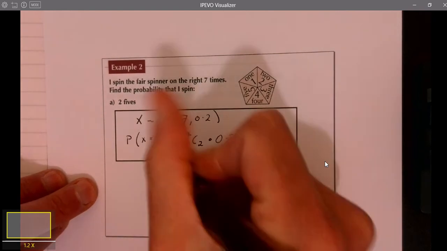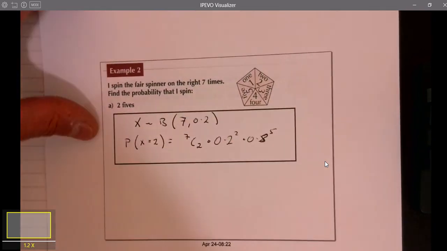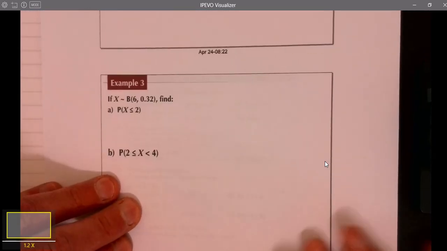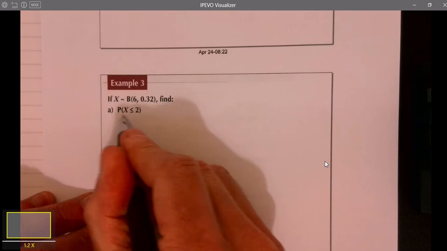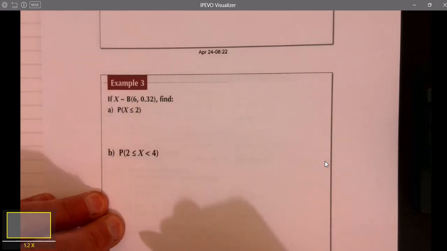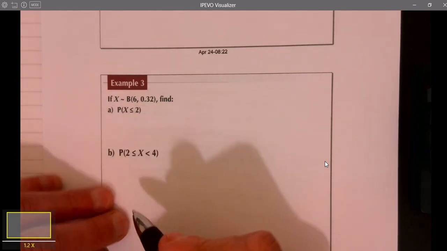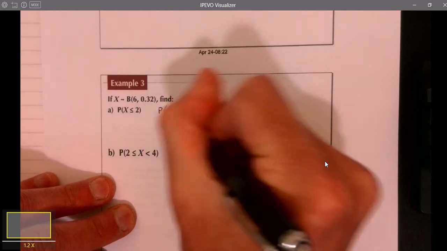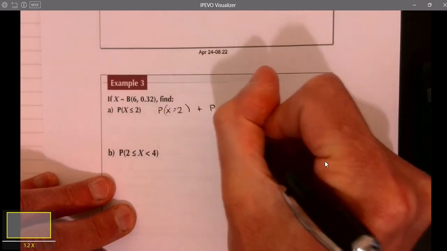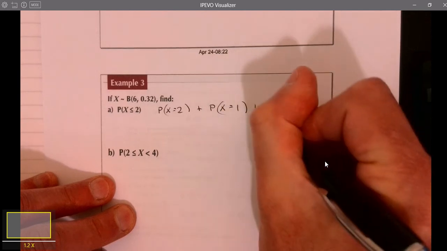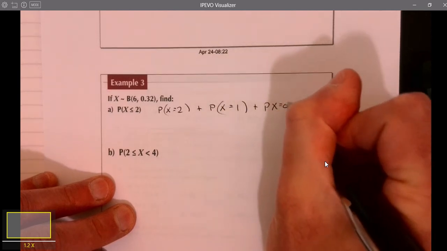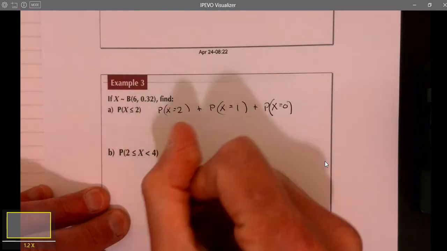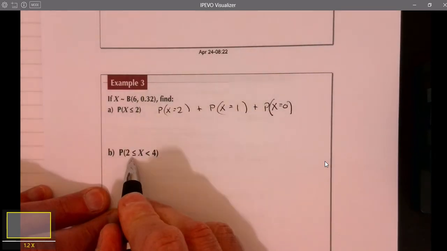Again, you can pop that into your calculator. So what's different about these questions? They're asking me to look at a range. Now, we can work these out separately. So it's going to be the probability that x is equal to 2 plus the probability that x is equal to 1 plus the probability that x is equal to 0. Now this one, wait a minute, it doesn't include the 4. That could catch people out.